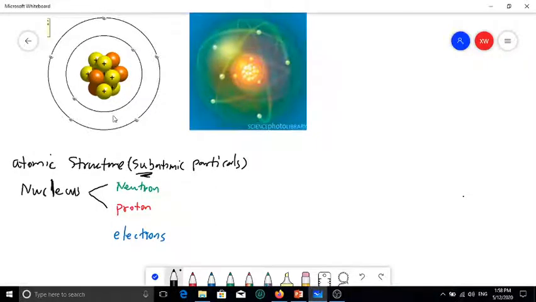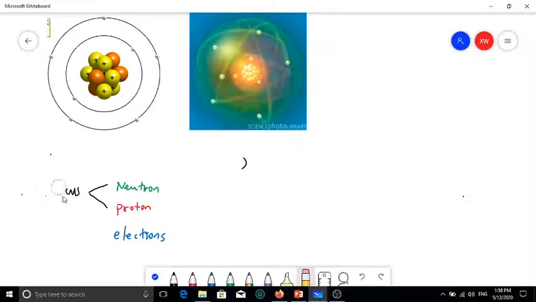Now we want to get into more detail about these three things from several aspects. Let's put it this way: how about mass? I'm running out of space here. So how much do they weigh? How big are they? Do they carry any charge?